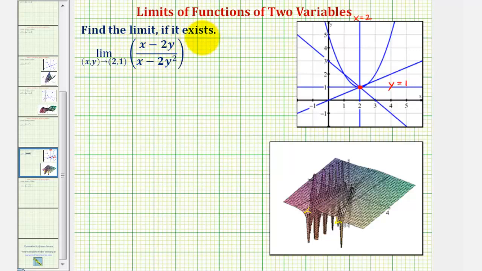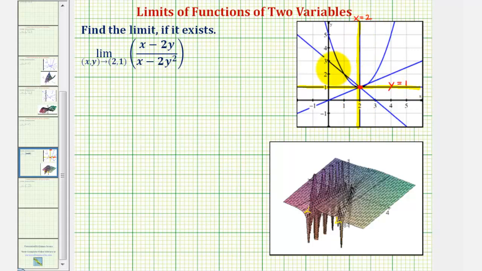Which means to find this limit or see if it exists, we'll have to determine the limit along several paths that approach the point (2, 1). So notice on the right here I've graphed the point (2, 1) on the xy coordinate plane, and I've also graphed several paths that we could use that approach this point. To start with, let's use the two most obvious paths, which would be y equals 1 and x equals 2.